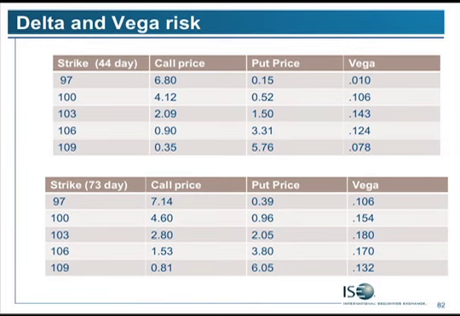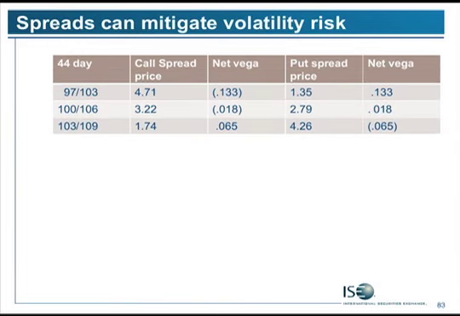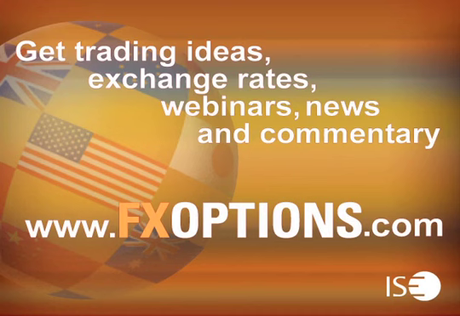Spreads can help mitigate this volatility risk. So if I did the 97-103, the spread could be worth 6. I might pay 4.71. My net Vega actually is that I'm picking up about 13 cents. Means that if the volatility was to move down, I might make 13 cents. If I did the 100-106, my Vega is almost 0. So one of the primary reasons that you might implement spreads is because there is a much lower exposure to volatility or Vega risk.